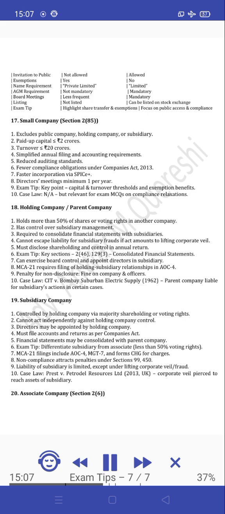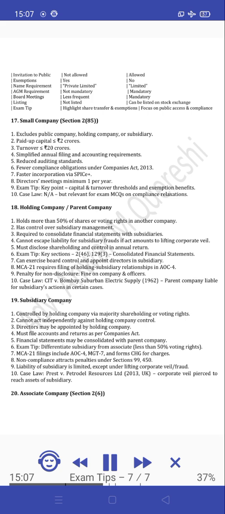4. Cannot escape liability for subsidiary frauds if the act amounts to lifting the corporate veil. 5. Must disclose shareholding and control in the annual return. 6. Exam tip. Key sections: 246, 129(3), consolidated financial statements. 7. Can exercise board control and appoint directors in the subsidiary. 8. MCA 21 requires filing of holding-subsidiary relationships in AOC 4.